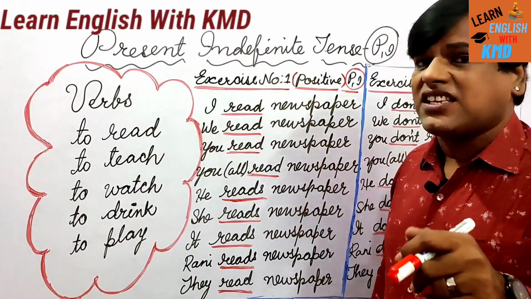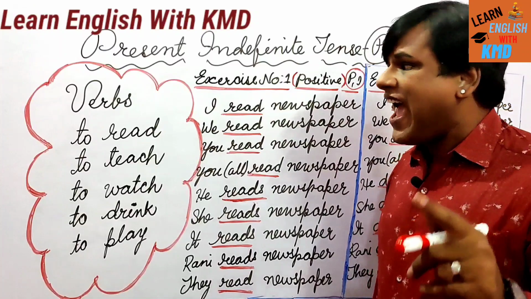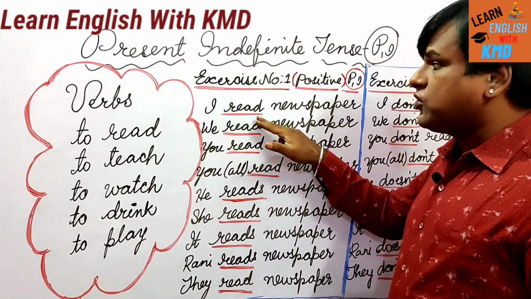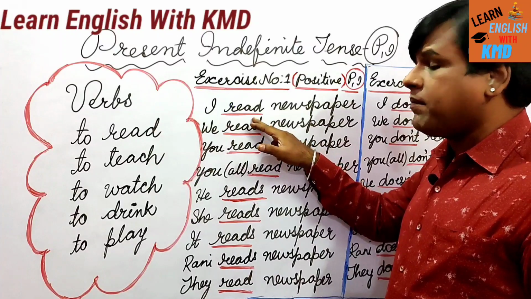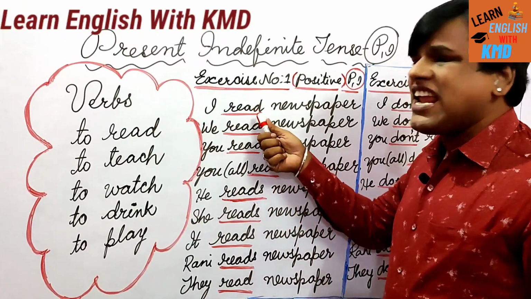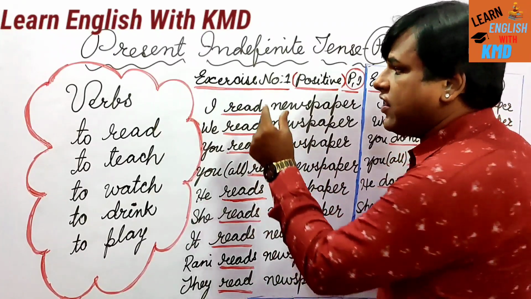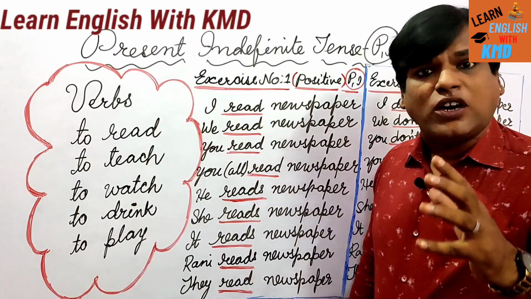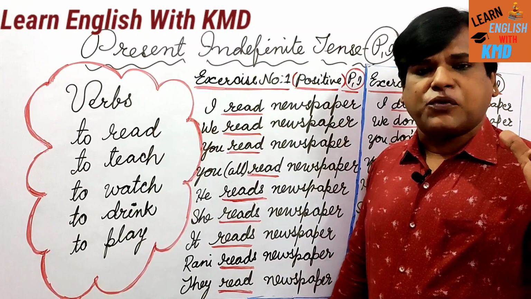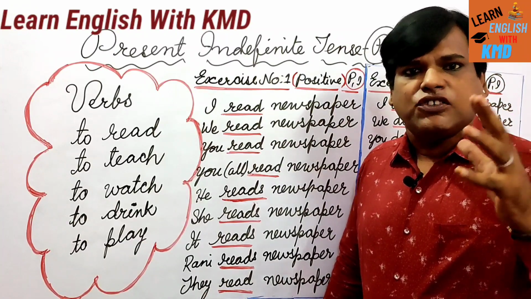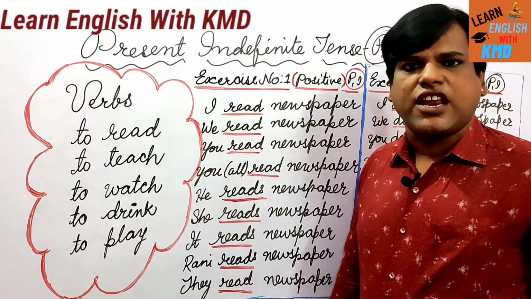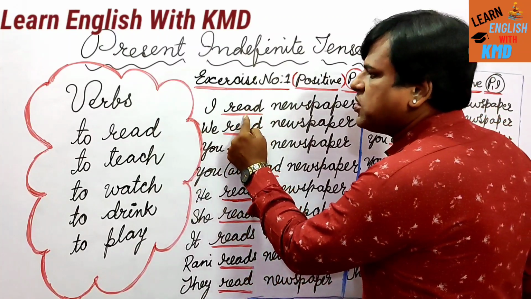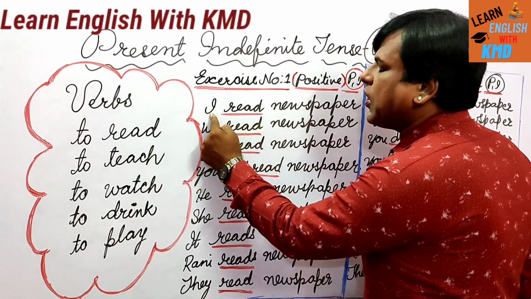Exercise number 1 positive goes like this: I read newspaper. I want you people to pay close attention to the verb I'm using here. Read is the first form of verb, and the verb is coming immediately after the person. I want you people to recall the formula for present indefinite tense, which I taught you in my previous video. I, we, you, they plus verb. Well, I'm using verb immediately after person.